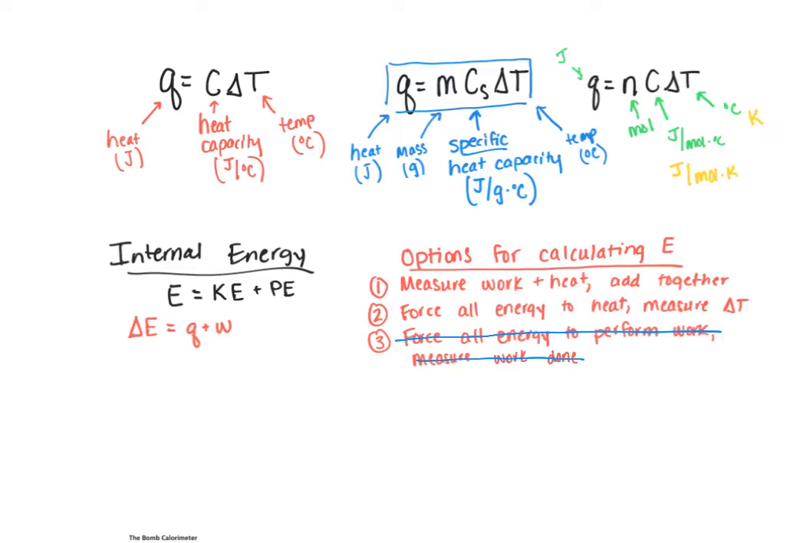So clearly, option 2 is going to be the simpler process. We only have to measure one thing. So that's what we're going to do. If we want to measure the internal energy of a chemical system, we are going to figure out a way to turn all of that energy into heat so we don't even have to worry about work. That way we can just use the change in temperature to measure the heat of the system and therefore get our internal energy. And we actually already have a word for this, and that is calorimetry.